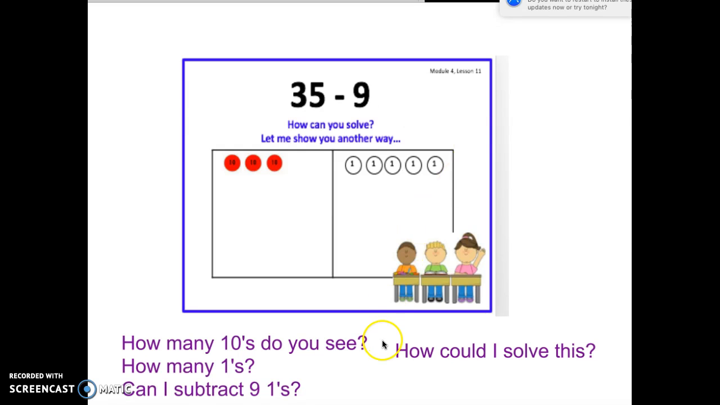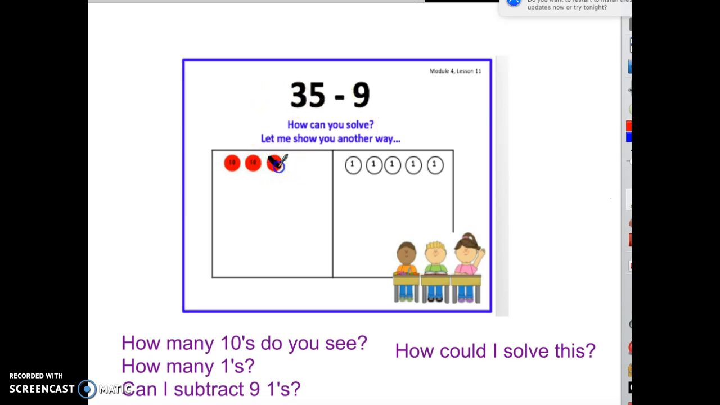I want you to look at this. Do I have enough ones to take away? I don't. I only have 5. So how can I solve this problem? What can I do? Well, as you remember, we've been bundling and unbundling and moving discs back and forth in between the different spots, and that's exactly what we're going to do today. We're going to take one of those tens and we're going to unbundle it. If I unbundle a ten, what am I going to have? 10 ones.